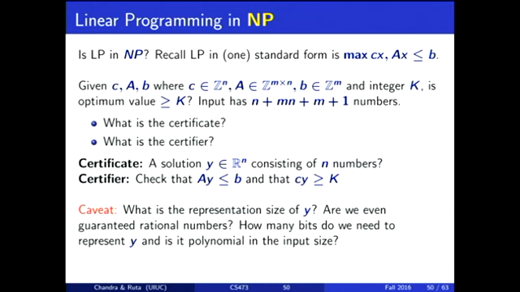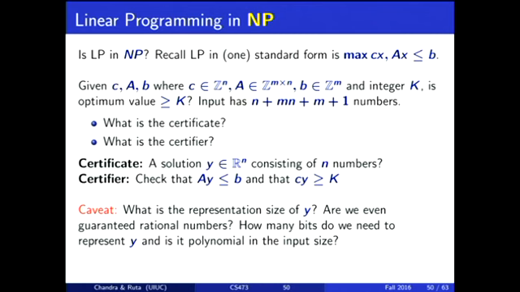The problem is not in the verification, it's trivial. If you know the numbers, you just check it is feasible and check whether its value is at least the given number K. But how do you know there exists a solution whose bit length is not too much bigger than the initial input length? It's not obvious, no? Now numbers are involved. How do you know there is a short proof?